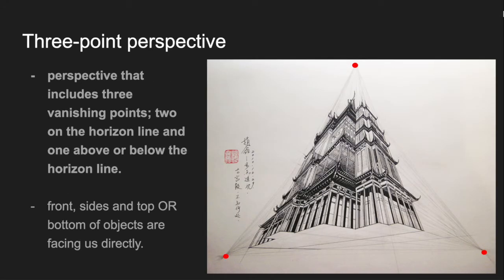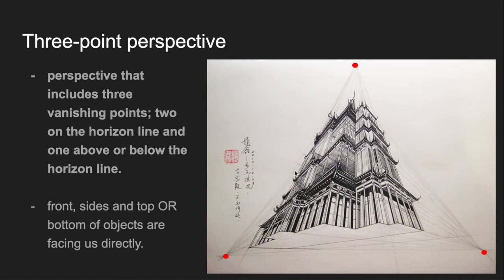Three-point perspective is the last category, and this is the most complex perspective. So in this linear perspective, there are three vanishing points, two near the horizon line that are pulling downward, and then one above the horizon line. Or alternatively, it can also be below. And then these two vanishing points would be kind of pulling it in the opposite direction.